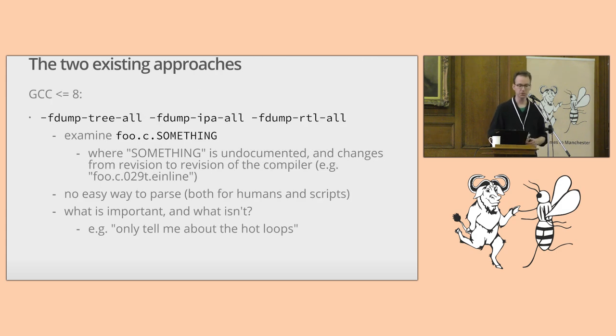In terms of the existing approaches, there are kind of two. There's the dump files, where you do -fdump-tree-name-of-pass, or tree-all. I just tend to do -fdump-tree-all, -fdump-ipa-all, just dump the whole lot, and then examine foo.c.something, and the something, I think, is undocumented and changes from revision to revision, so it might be foo.c.029t.einline in one particular release of the compiler, but it might be something else in another release. It's sort of human readable.